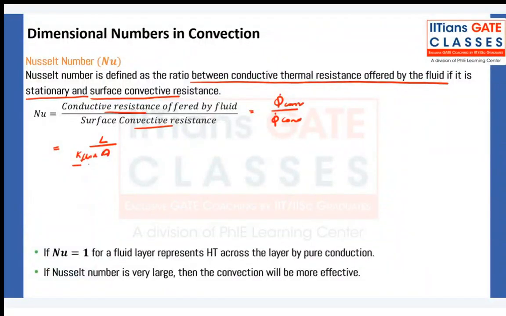Then convective resistance is 1 upon HA. So area will get cancelled. Nu = HL by K of fluid, where L is the characteristic dimension and K is K of fluid.